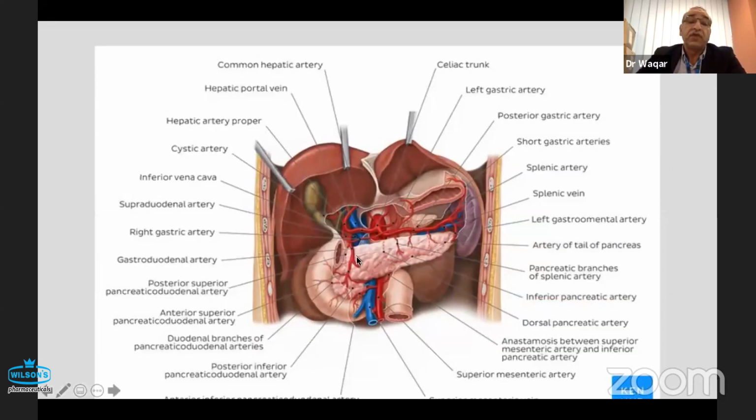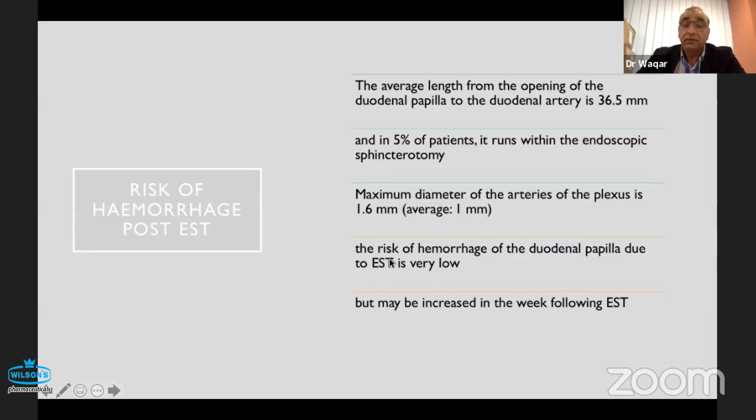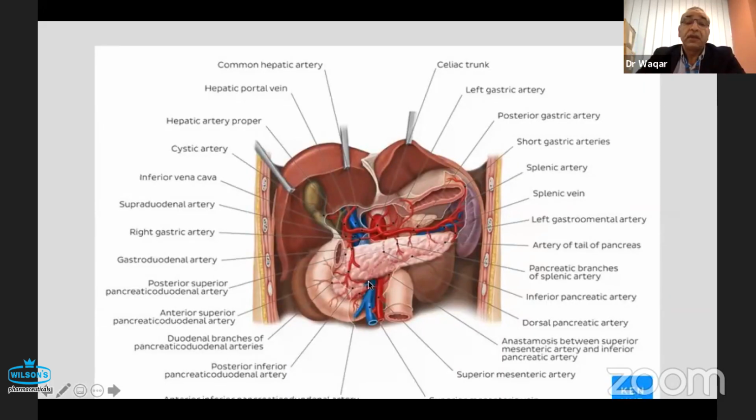Again, just to recap on the vascular supply: that's the celiac trunk, gastroduodenal artery, anterior and posterior superior pancreaticoduodenal artery, and the inferior anterior and posterior pancreaticoduodenal arteries. They form the plexus around there.